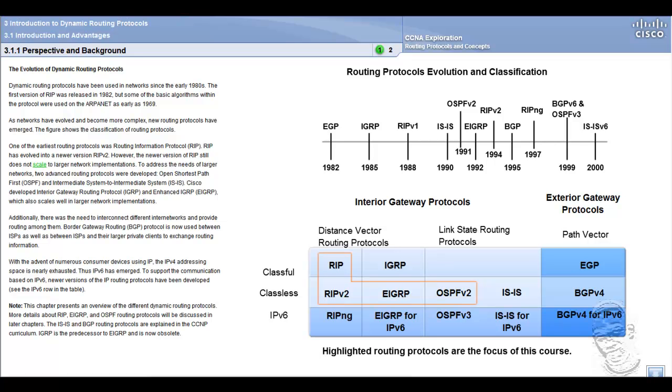Note: this chapter presents an overview of the different dynamic routing protocols. More details about RIP, EIGRP, and OSPF routing protocols will be discussed in later chapters. The IS-IS and BGP routing protocols are explained in the CCNP curriculum. IGRP is the predecessor to EIGRP and is now obsolete.